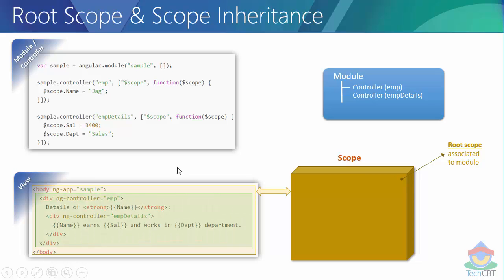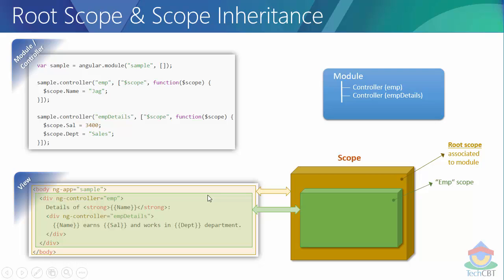After the body, we have another element called div, and as I mentioned earlier, this div is associated with the controller called EMP. The moment AngularJS finds ng-controller, it knows it has to create another scope, and in this case I'm going to call that one EMP scope, because this scope is tied up with the controller called EMP. You can see this scope is nested inside the root scope. This is very important: because this ng-controller is nested inside the ngApp, the scope of this controller is also nested inside the root scope.